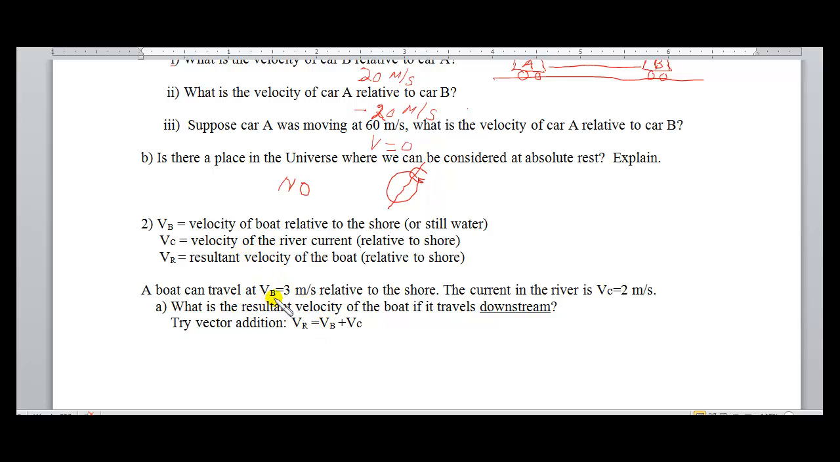Here's an example. Suppose we have a boat that can travel at 3 meters per second relative to the shore. The current in the river is 2 meters per second. What is the resultant velocity of the boat if it travels downstream? That is, if it goes with the current. And we can talk about vector addition. The resultant velocity should be the vector sum. So draw a little vector diagram here. Push that pause button, and let's come back and compare answers.